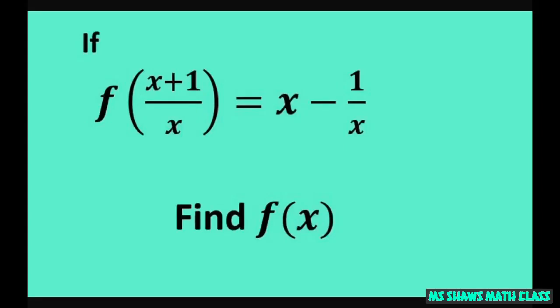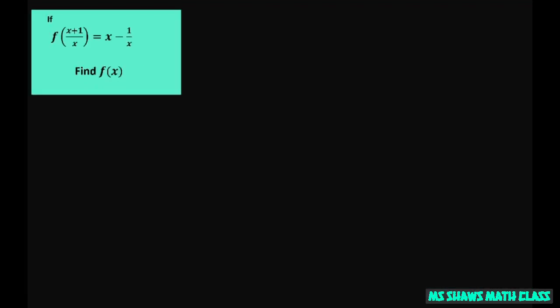Hello everyone. If f of x plus 1 divided by x equals x minus 1 over x, we're going to find f of x. So we have a lot of x's here. If you count them up, we have 1, 2, 3, 4. So we're trying to find f of x.